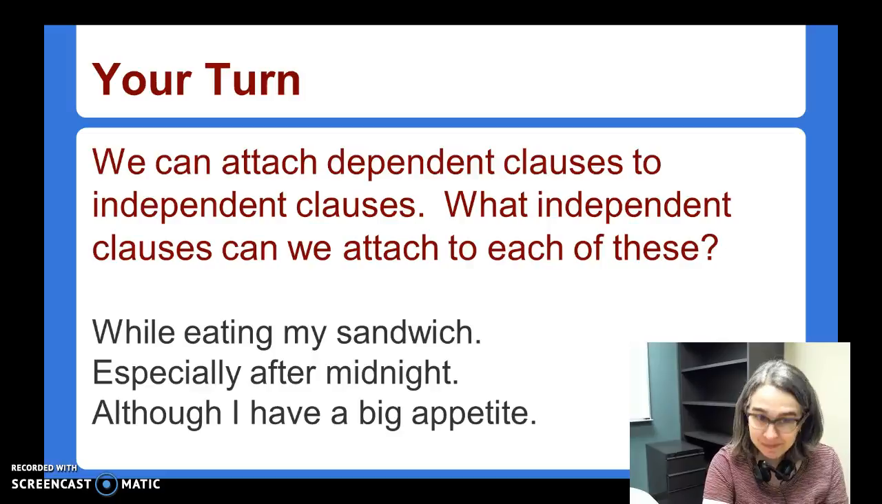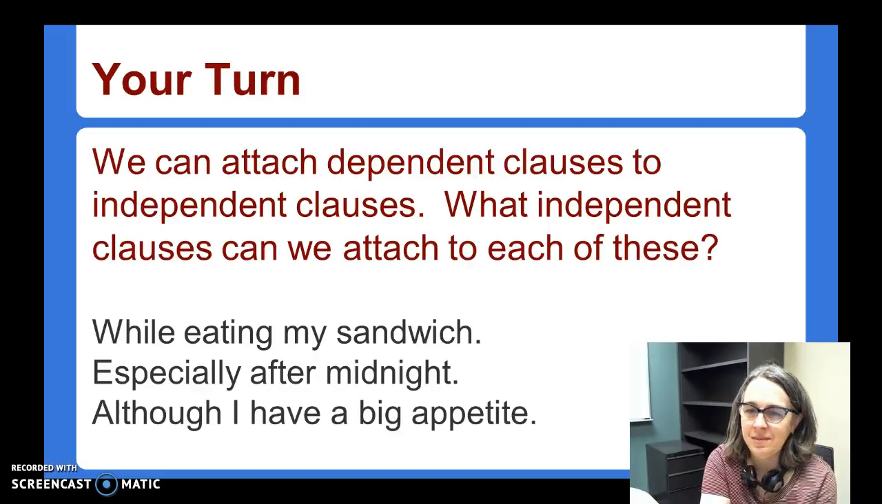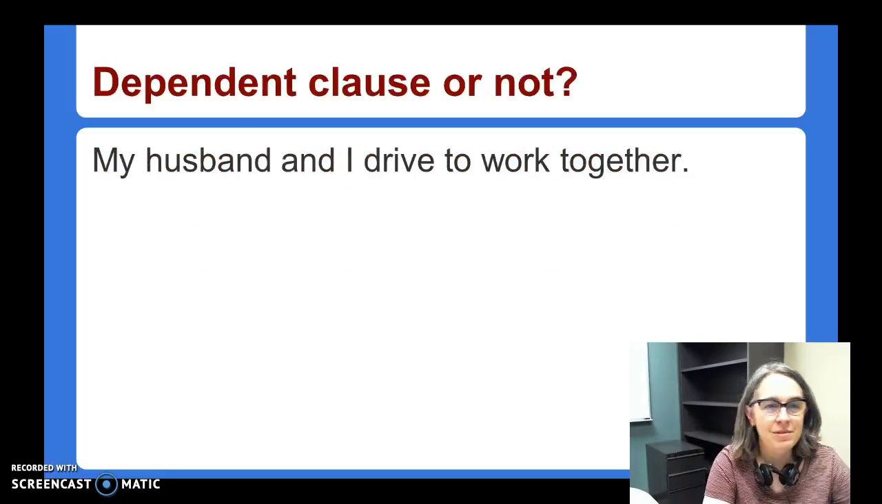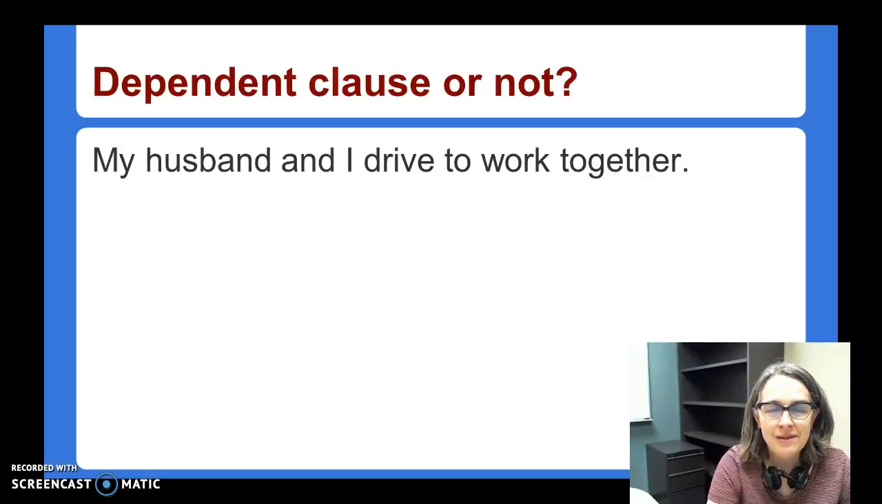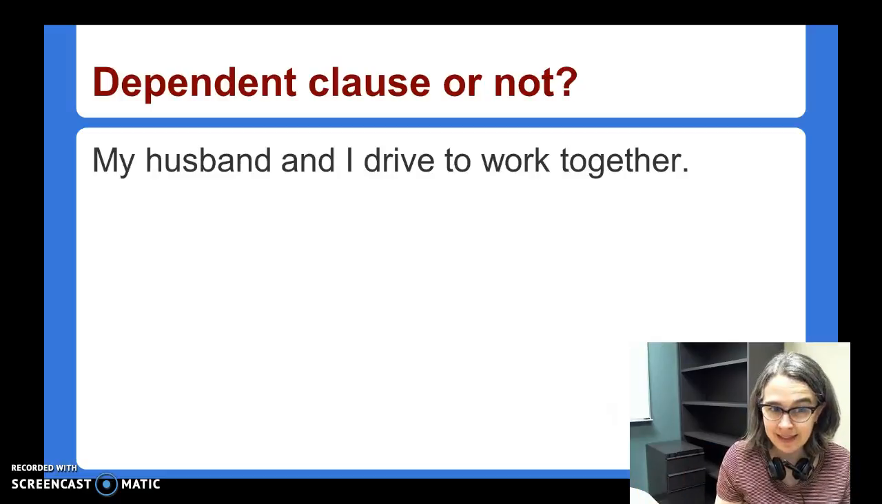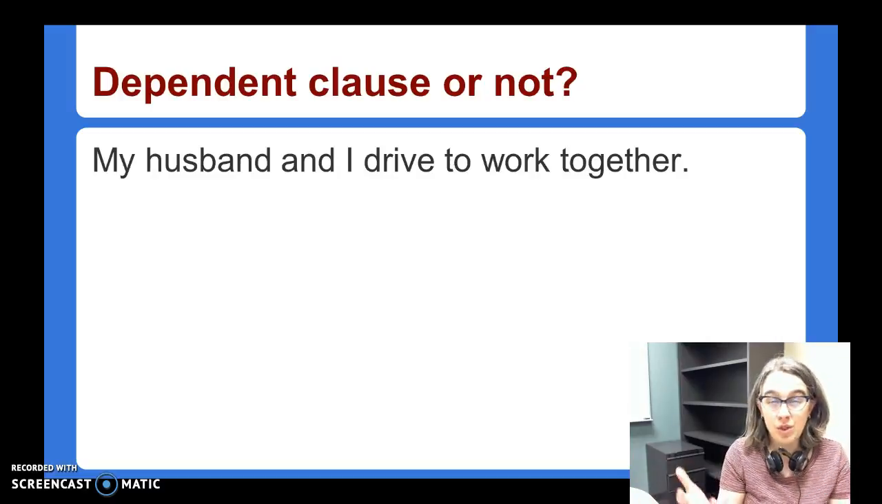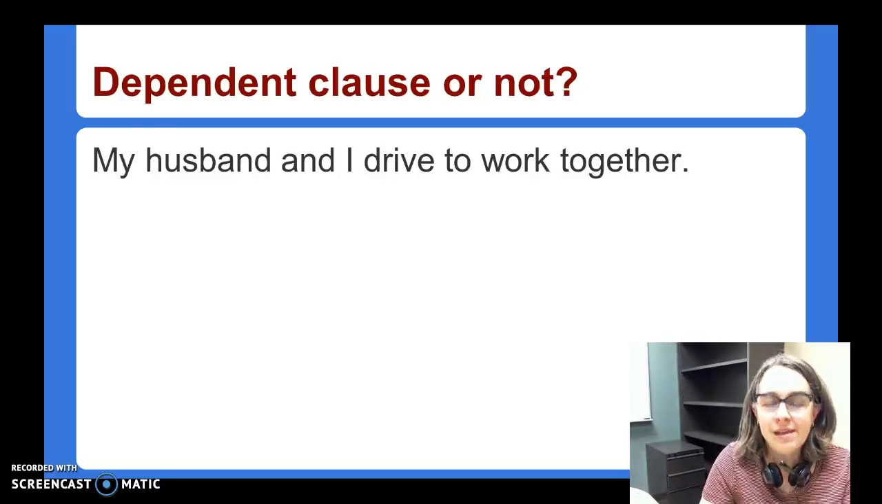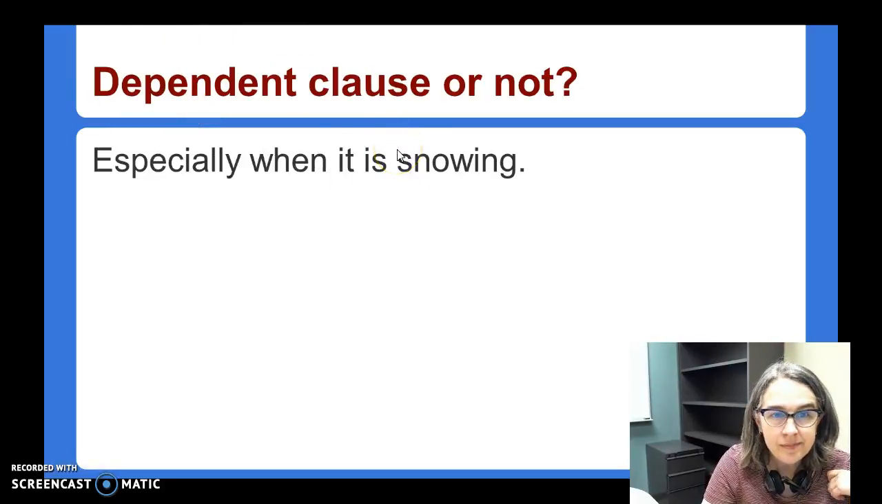So now it's your turn. We can attach these dependent clauses to independent clauses. We already talked about some of those examples, but let's look at this one. So is this a dependent clause or not? My husband and I drive to work together. It is not a dependent clause. It's an independent clause because it expresses a complete thought, right? Joe and Enrique drive to work together. Two people drive to work together. It expresses a complete thought, has a subject and verb being drive.